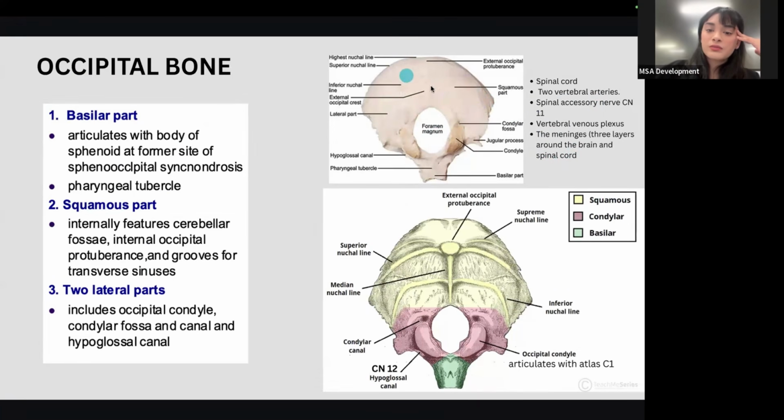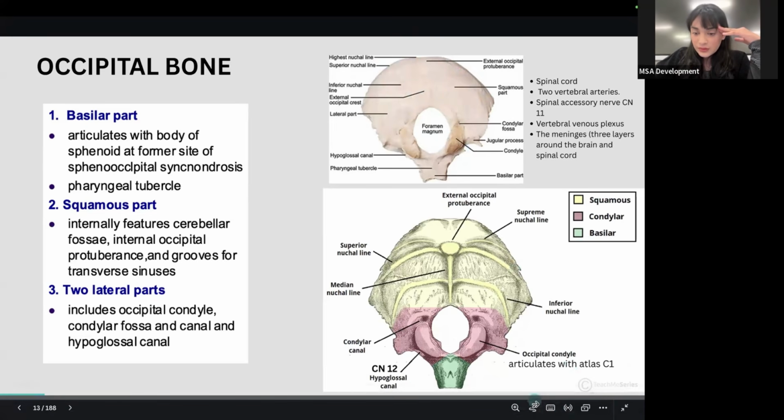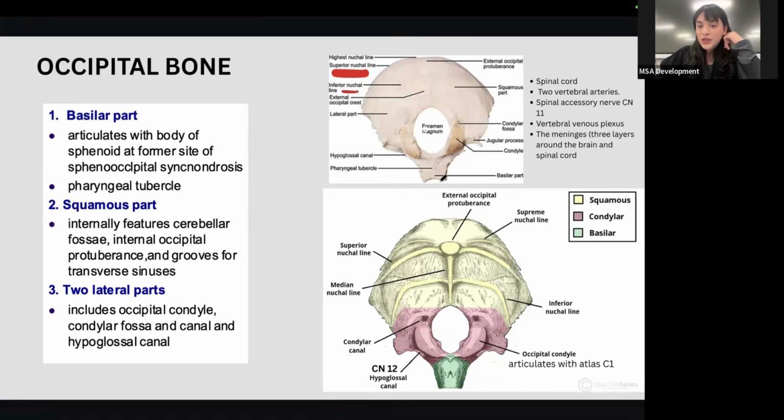This is the squamous part, and it has the nuchal lines. You have the superior nuchal line and the inferior nuchal line. I need to draw these. Okay, so you have the superior nuchal line, and the inferior nuchal line. These are very important.